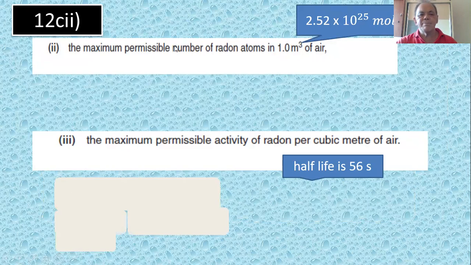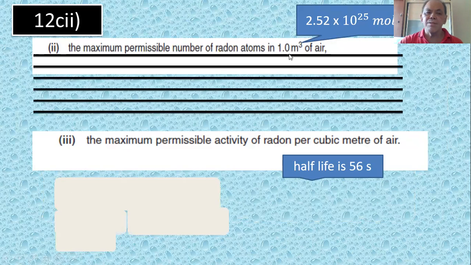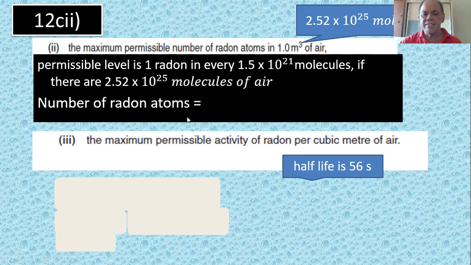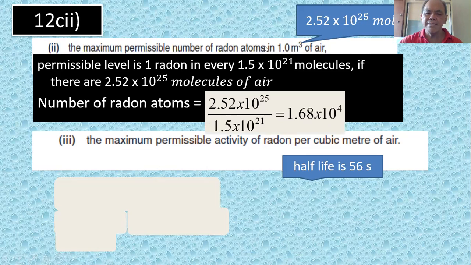Maximum permissible number of radon atoms in 1 meter cube. Okay, it is given as 1 radon in 1.5 times 10 to the power 21 molecules. So I have this number of molecules, and 1 radon in these molecules, so we just divide. Number of radon atoms is this number divided by this number. That's what we get: 1.60 times 10 to the power 4.